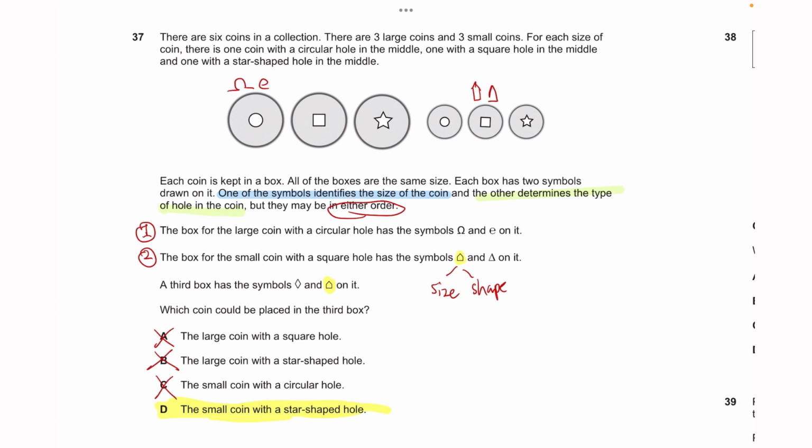Now, boys and girls, this question is an identifying similarity, making conclusions question. This question is not similar to any question in 2021, and it requires students to match symbols and categorize the coins into boxes based on the given information. What you need to know is you have to use the available information you're given already to be able to help you solve the rest of these questions. That's why our answer to question 37 is D.